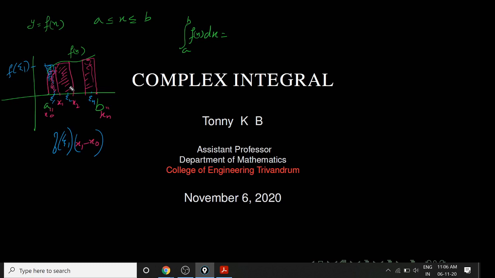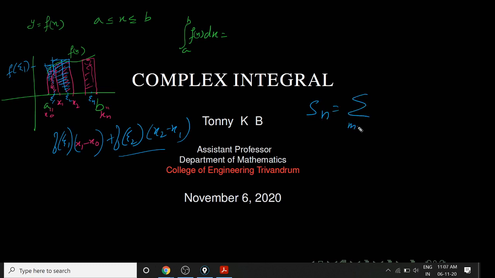Similarly, we can choose another arbitrary point psi 2 from this interval, and suppose this is the value of the function at psi 2. Then you think about the rectangle like this, f of psi 2 into x2 minus x1. So what is this geometrically? You complete the rectangle like this, then this area is this quantity. Similarly you can continue. So you can find a sum like this.